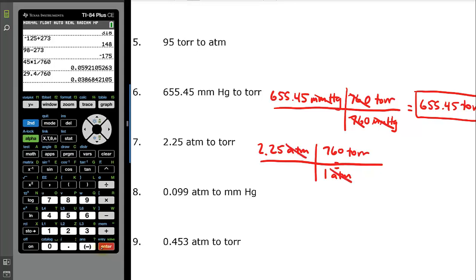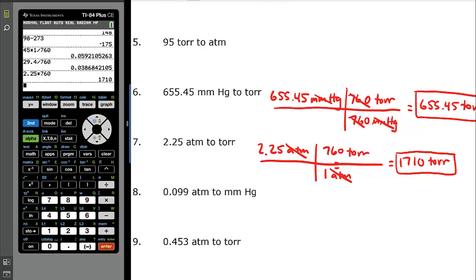So 2.25 times 760 divided by 1, you don't need to say that, answer 1710. And I can take that whole answer and run with it because it has 3 significant figures in it, just like my original number did. So that's pressure conversions back and forth. None of the others on this page are really any tougher than what you've seen in those 4 examples. Okay, so work on the rest of those.